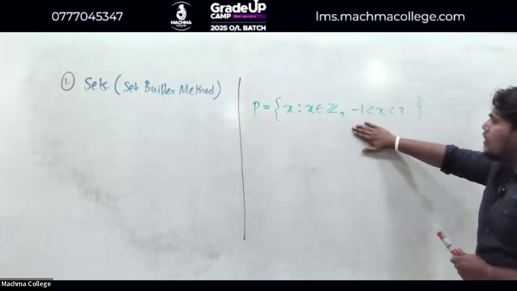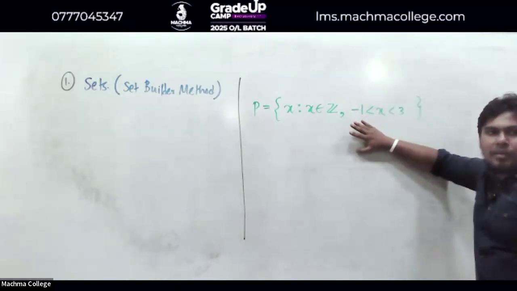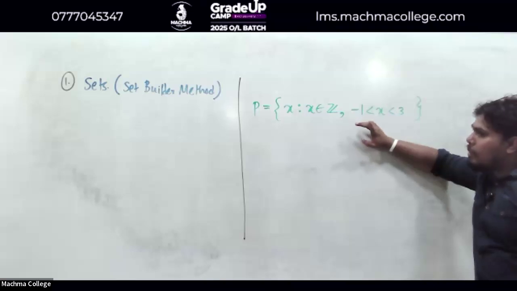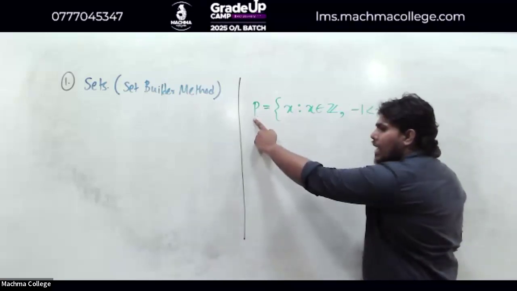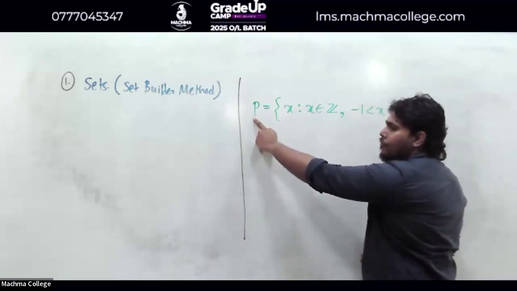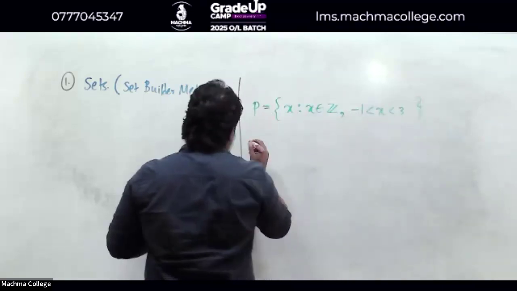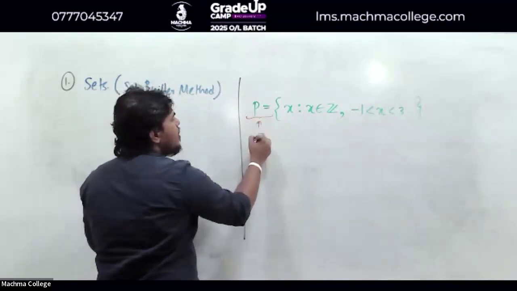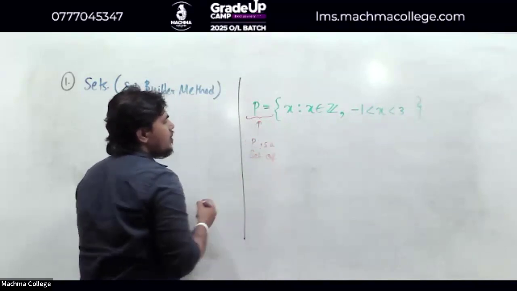Now listen. When it comes to set builder method, number one, don't be afraid of this method. People are very much confused. Remember this is the way we are writing, and the way we are reading this. P is a set of. Here, this is the name of the set. Read these two together with the equal sign. How do we read it? P is a set of.